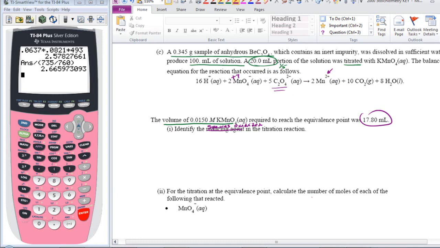So C2O4 2-, do not forget the charge. If you wrote it as C2O4, you'll get 0 points for that after all that thinking. So that is the species oxidized, or you can say is oxidized.